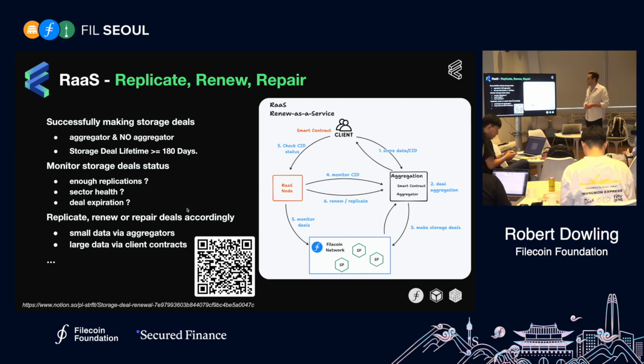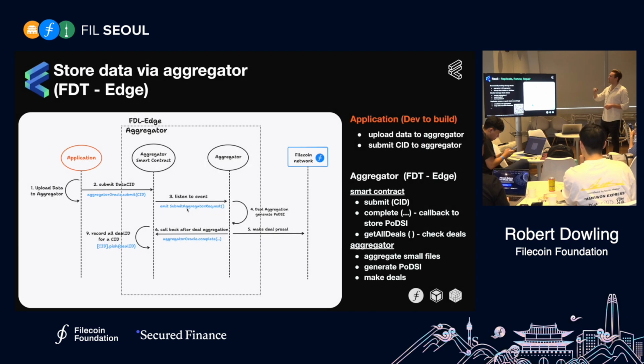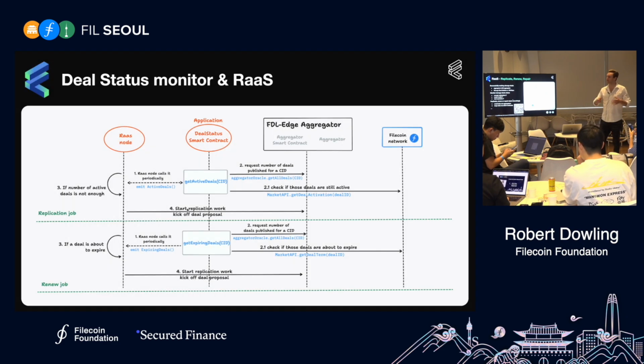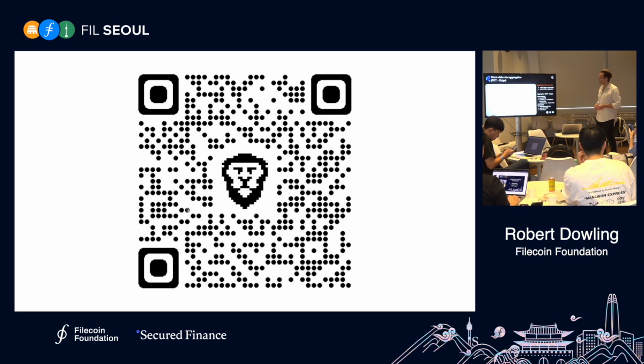Okay, and then finally, as we discussed, replication, renewal, and repair as a service. We think that clients will want some type of RAS to make sure that their deals are healthy and are renewed or replicated as needed. And we think some service providers will be able to fill this niche by building this. I'm going to skip that too. And that. And that also.